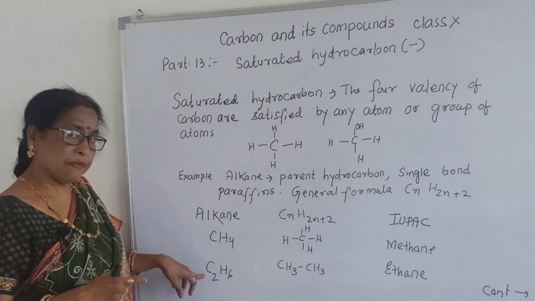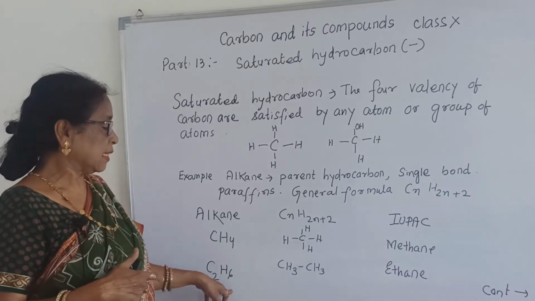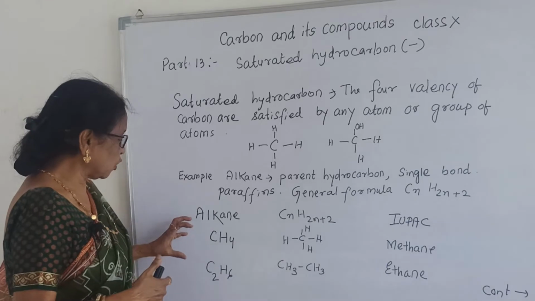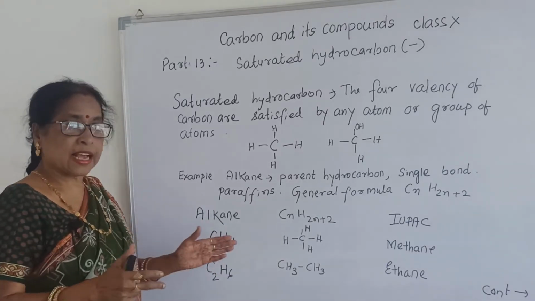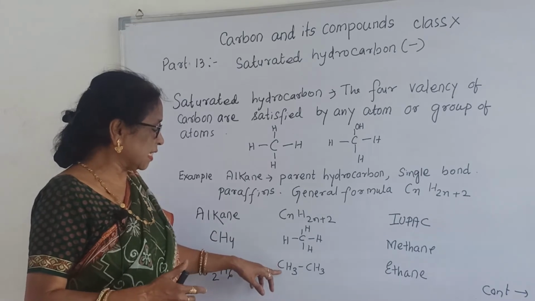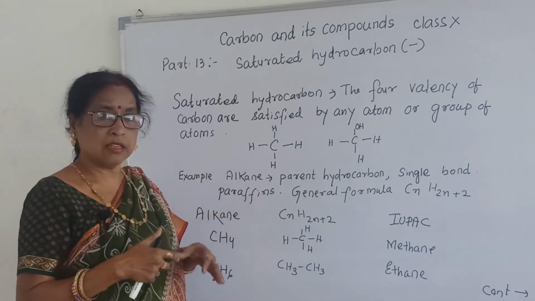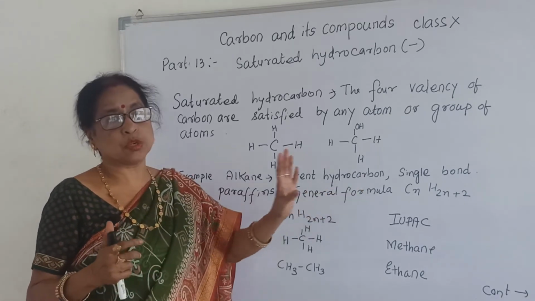Now see, if n equals 2, then what is the formula? C2H6. That is called ethane. And how can you write the structure? If you write in condensed form, that is the formula. If you write in expanded form, see here, CH3. When you write the formula and structure, you just use CnH2n+2.